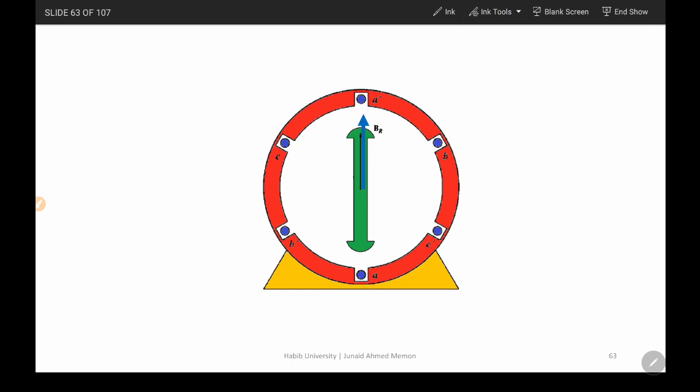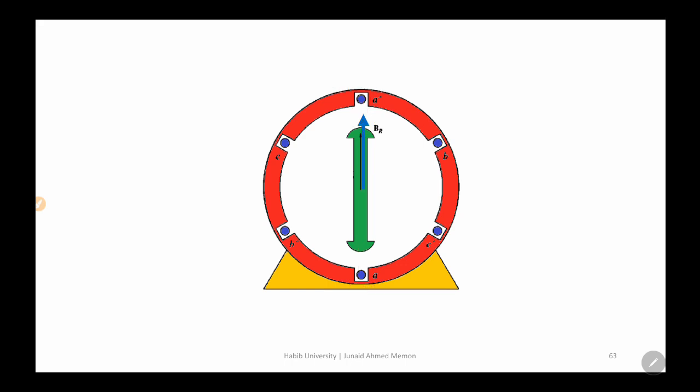So let's run the simulation again. We have a rotating magnetic field produced by the stator, and we have a permanent magnet which produces the rotor magnetic field, as represented by BR here. If we run this motor and see this in real time, we'll see this coupling between the stator magnetic field and the rotor magnetic field. We call this coupling the magnetic locking.